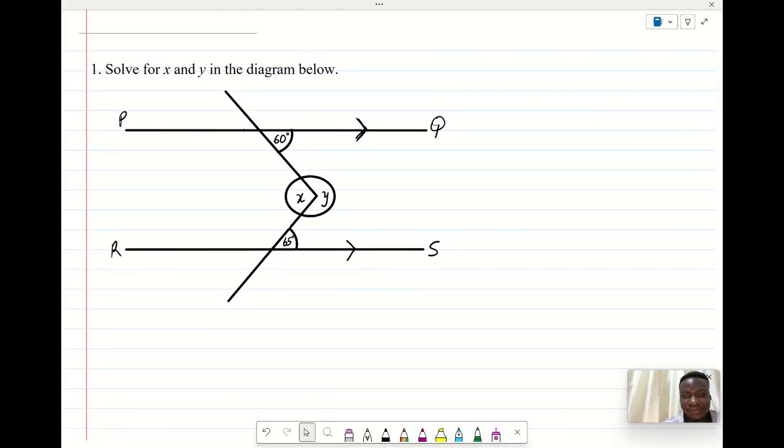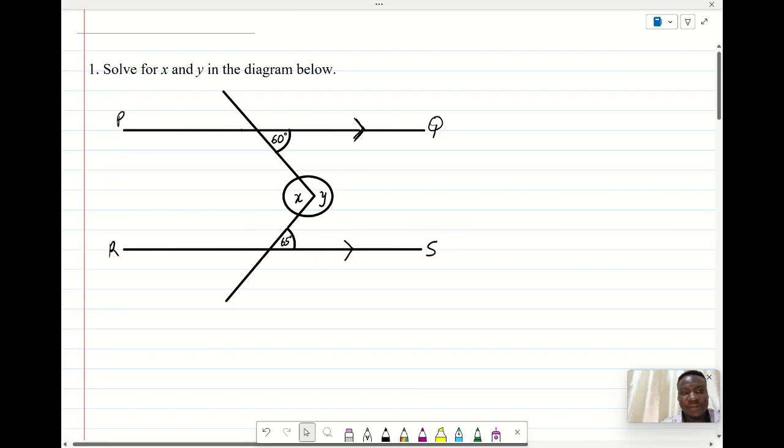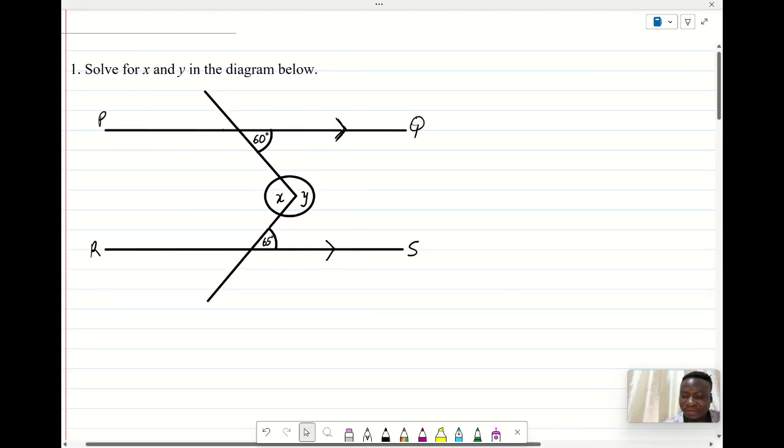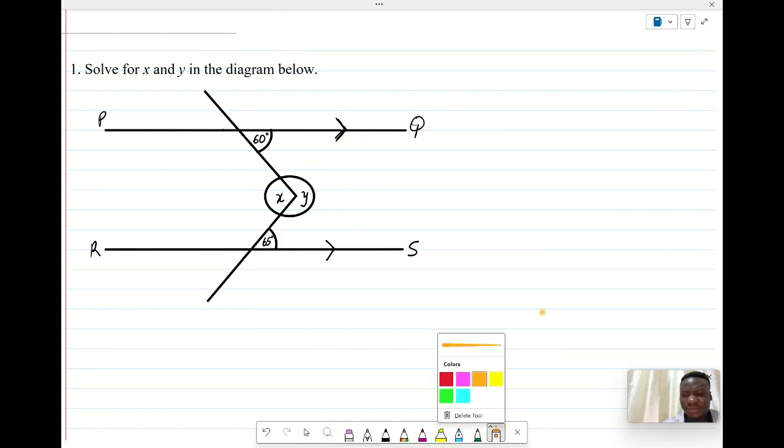Question number 1. We have been asked to find the value of y and x in this diagram. We can see that there are two lines, the line PQ and the line RX, and they are parallel lines. Between these parallel lines, we have two transversal lines that also created an angle at the center.